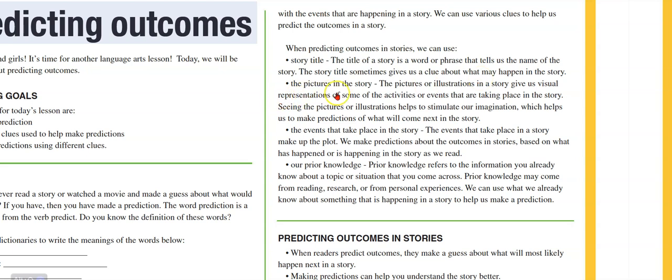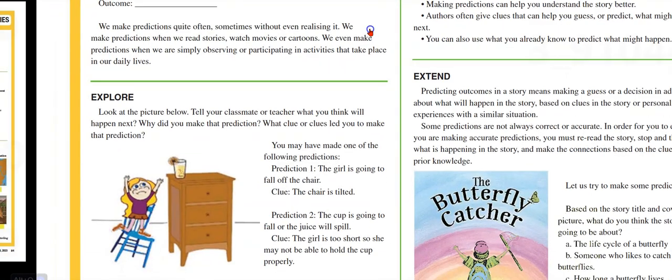The pictures in the story. The pictures or illustrations in a story give us a visual representation of some of the activities or events that are taking place in the story. Seeing pictures or illustrations helps to stimulate our imagination, which helps us to make predictions of what will come next in the story. The same way this picture here helped us to come up with at least 2 clear predictions.